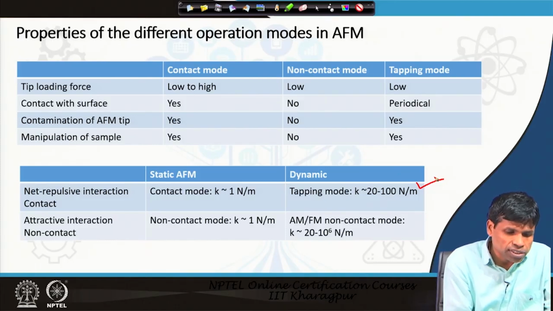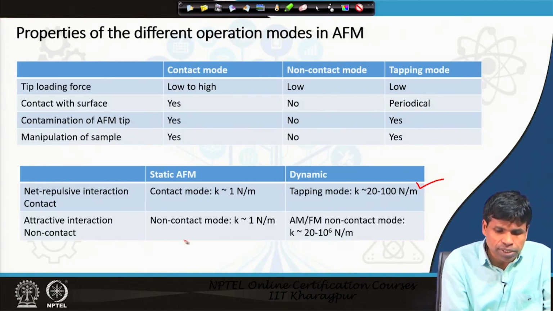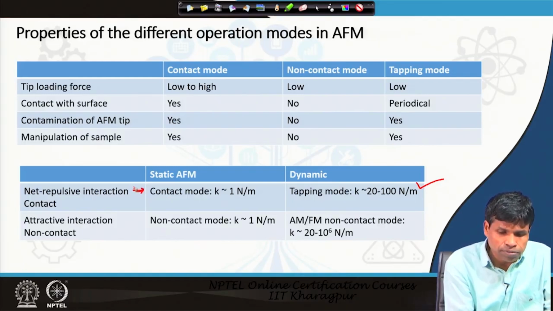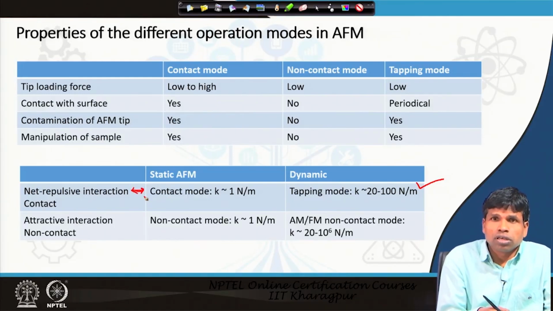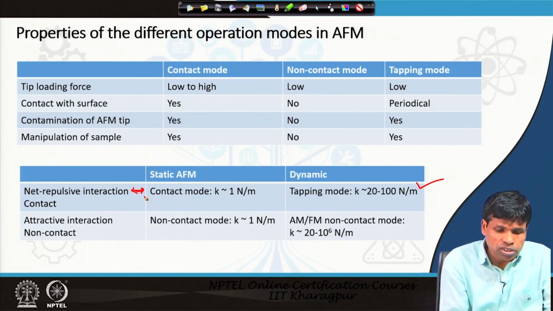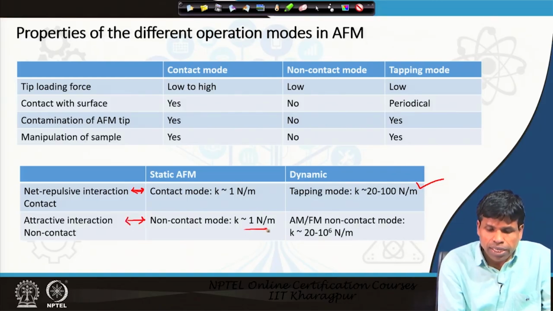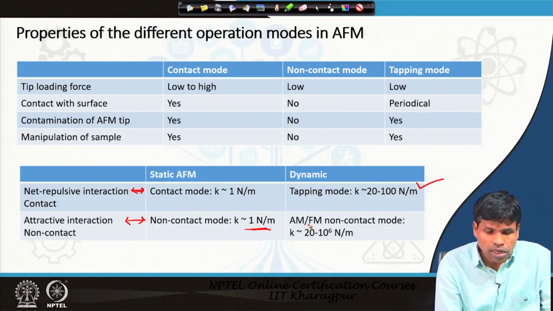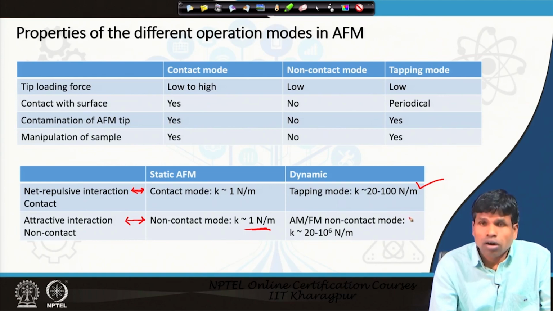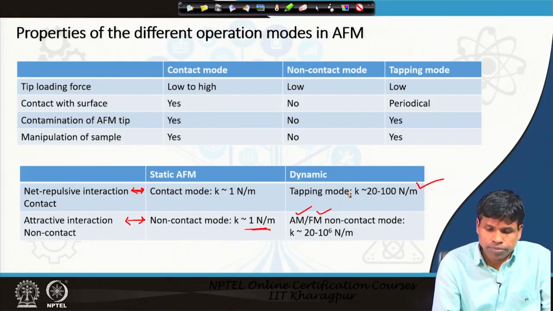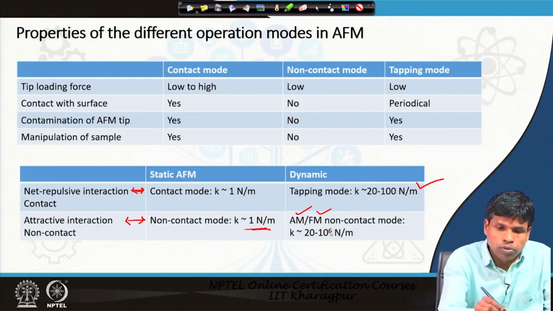So, there are two types of interaction force, repulsive interaction and attractive interaction. In the contact mode, we will certainly have a repulsive interaction as the tip comes close to the sample. But in the non-contact mode there will be attractive interaction, and again the force is less, and in the dynamic mode the detection can be amplitude modulation or frequency modulation. This can be done with a high spring constant value.